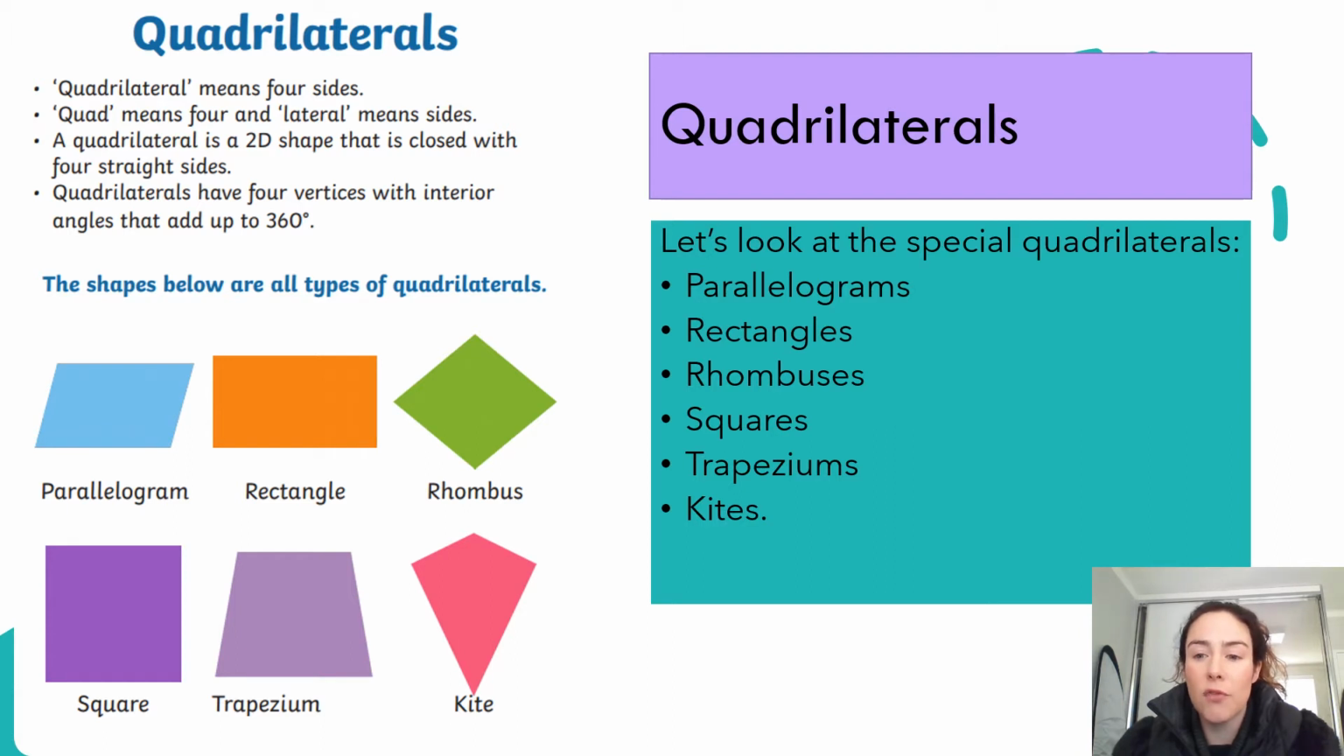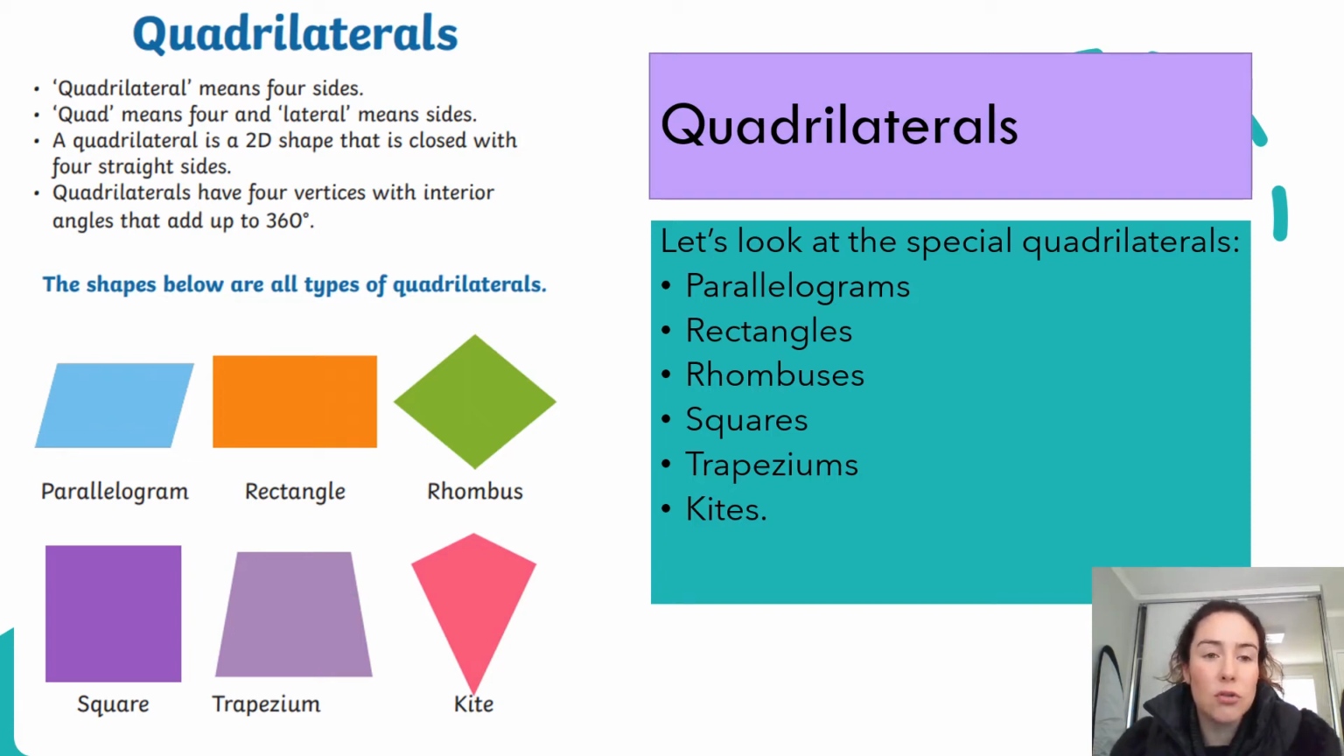All right, let's move on now to have a look at what quadrilaterals are. So quadrilaterals, let's look at the special quadrilaterals. These are parallelograms, rectangles, rhombuses, squares, trapezium, and kites. So this is what we call these shapes here, special quadrilaterals. Quadrilateral means 4 sides. Quad means 4, and lateral means side. So I guess if you want to think about quad bike riding, how many wheels does a quad bike have? 4, and that's how we know quad means 4.